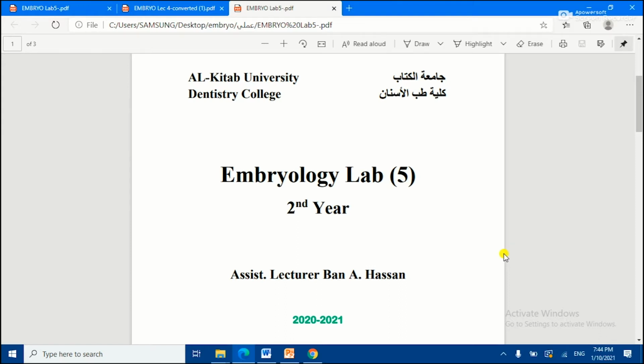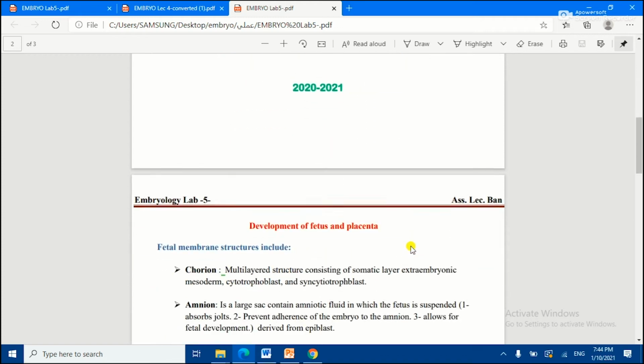Bismillahirrahmanirrahim. So today we will have a new lecture from the practical embryology labs. This is lab 5 and we are going to talk about the development of the fetus and the placenta.